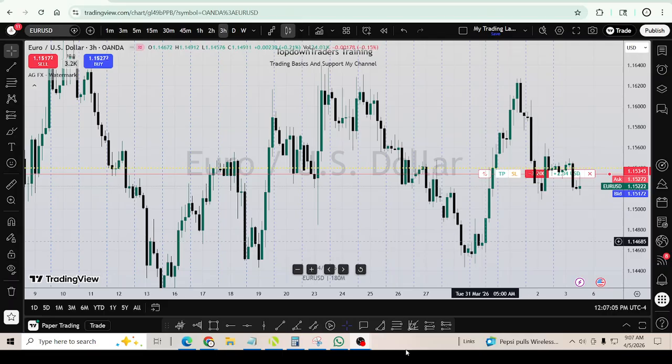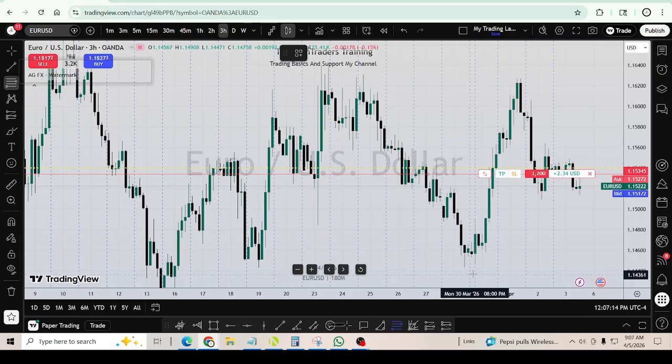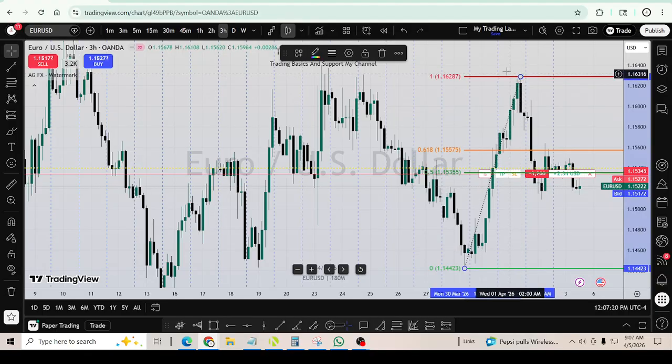But let's get started. Down here or over to your left, you'll see in TradingView the Fib retracement tool. You want to click that. You're going to drop from the wick's bottom to the wick's top. And what I like to do is lock it in, but I'm not going to lock it in at this time.